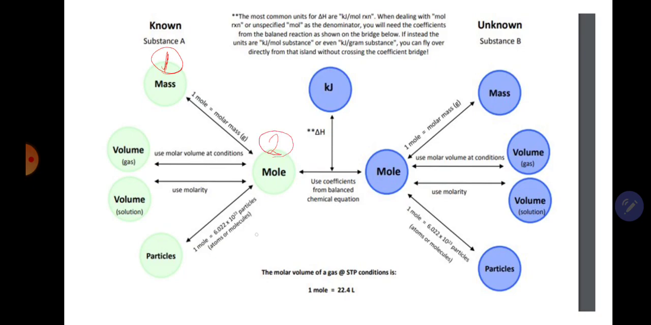But we're still in substance A. I need to go to the other color if I want to go to substance B. So I'm going to need mole B. But at the end of the day, I don't want moles. I want volume of gas. So box number 4 is going to be volume of gas.